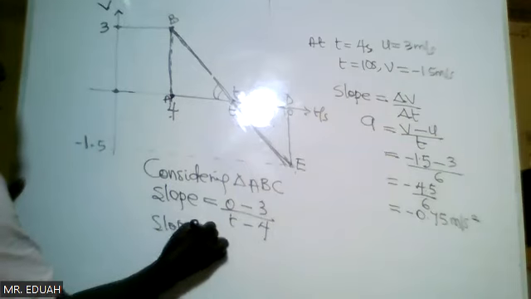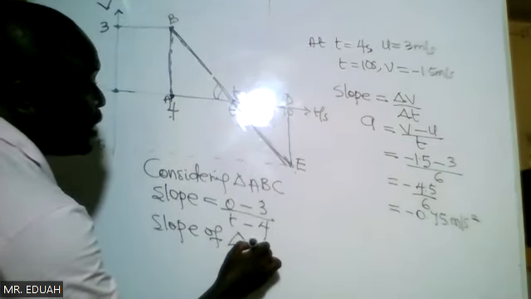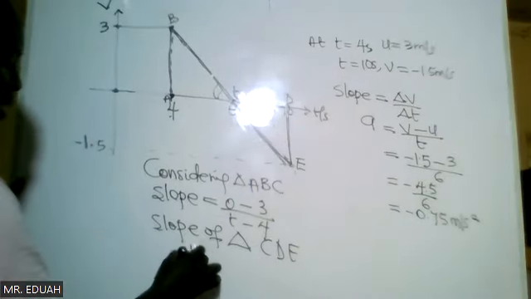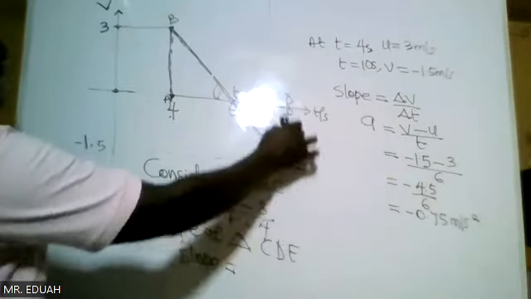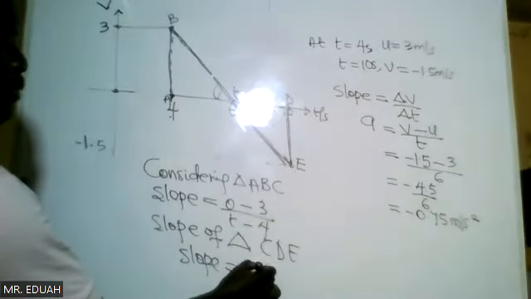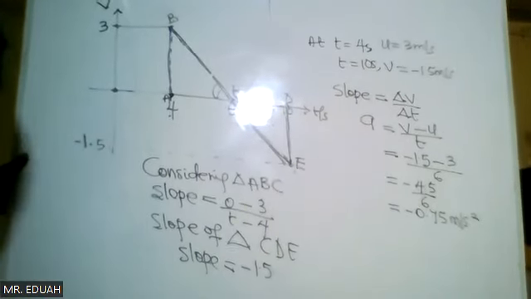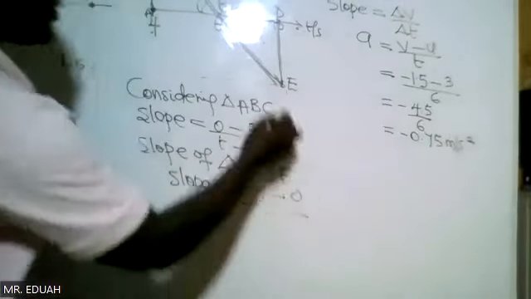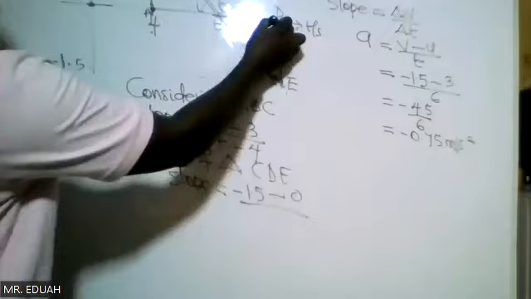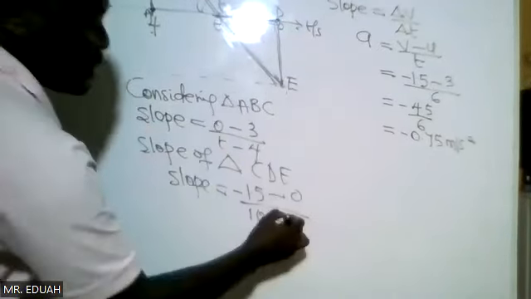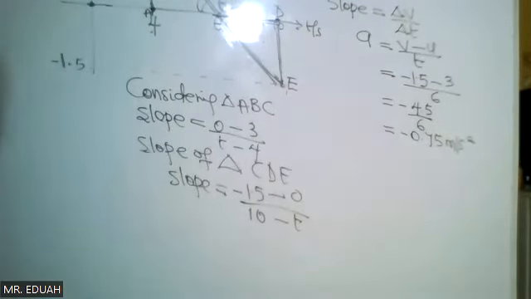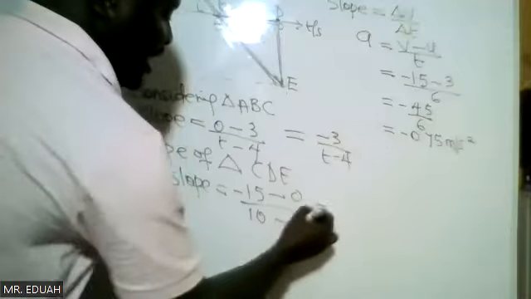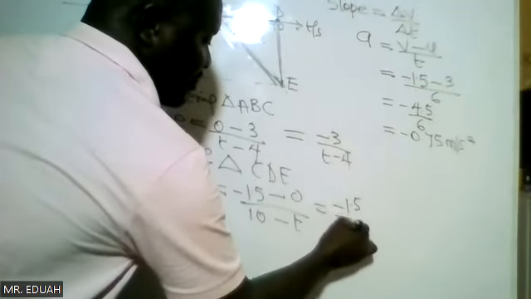The slope of triangle CDE. The change in this part is minus 1.5. The final velocity is minus 1.5, minus the initial velocity of 0, over the change in time. This time is 10 minus this time, which is t. So over here I have minus 3 over t minus 4, and over here I have minus 1.5 over 10 minus t.